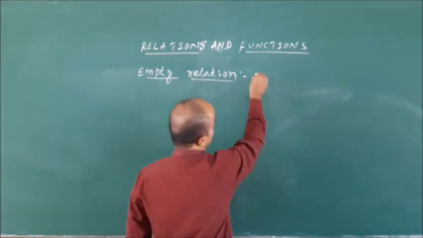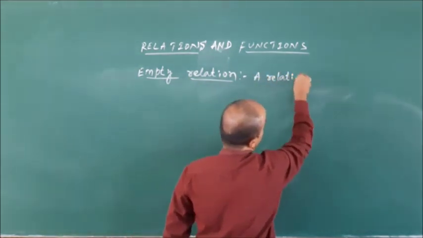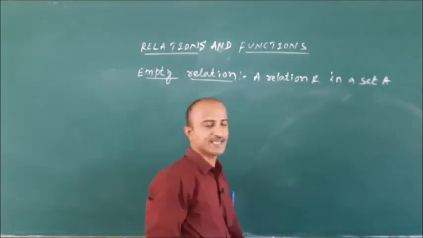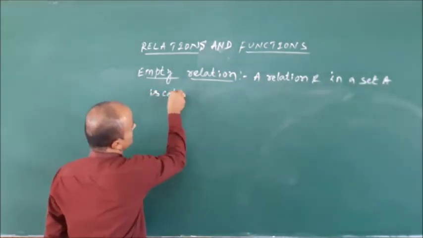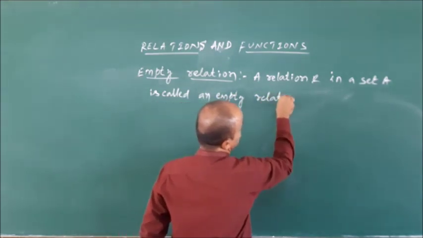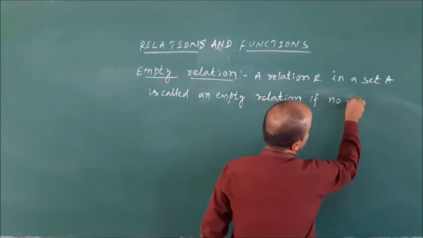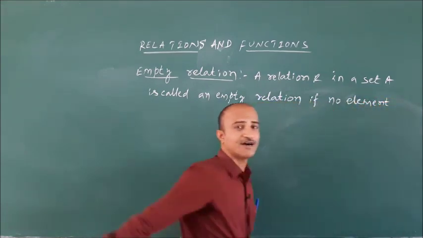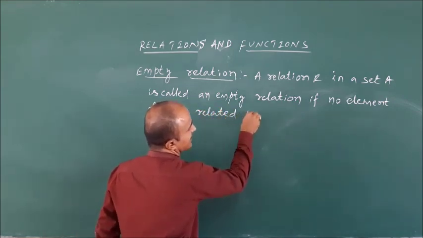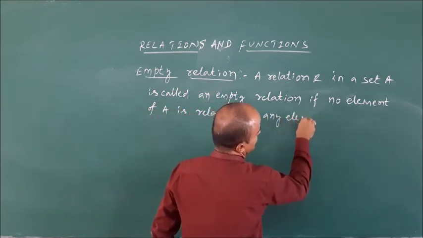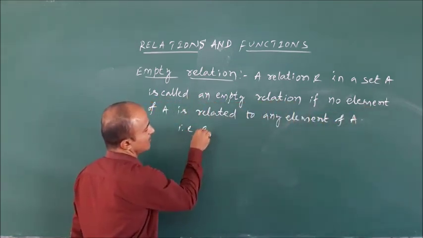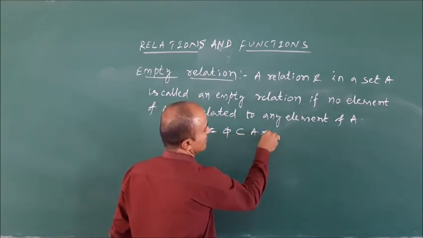A relation R in a set A is called an empty relation if no element of A is related to any element of A, that is R is equal to φ, which is a subset of A cross A.